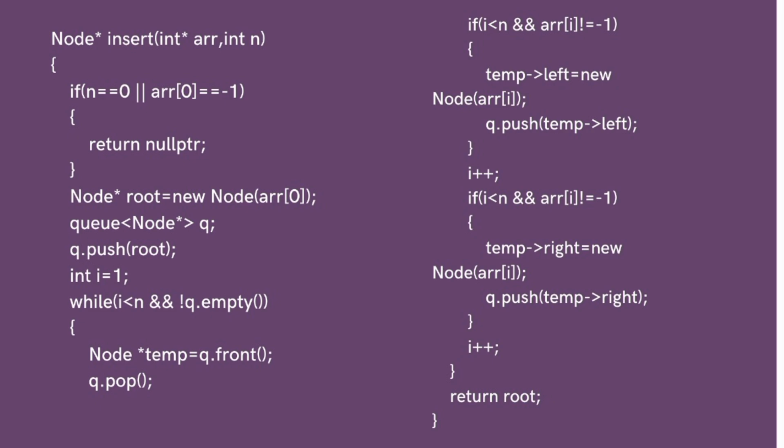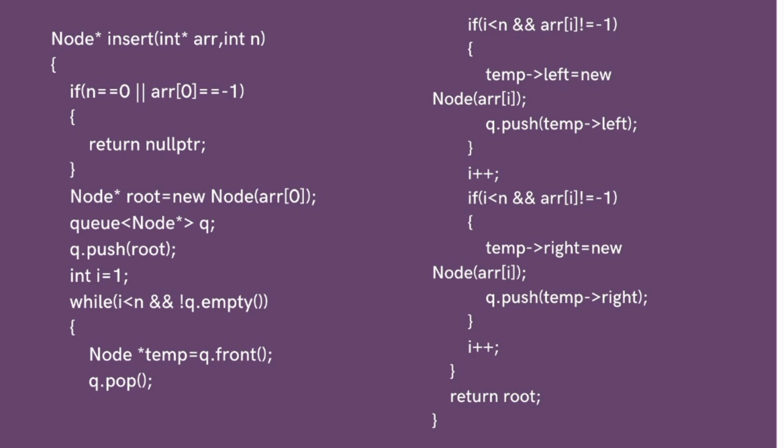To build the binary tree, we use a function called insert. This function takes two parameters, an array which represents the level order traversal of the tree and the size of that array, n. The process starts by checking if the array is empty or if the root node is a null value represented by -1. If so, it returns a null pointer, otherwise it creates the root node using the first value in the array.